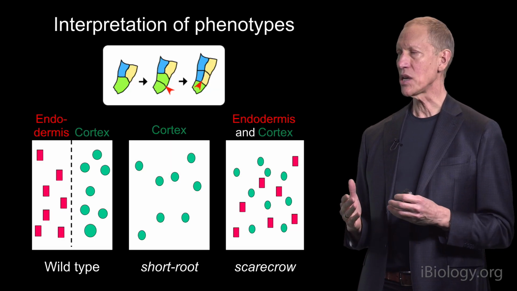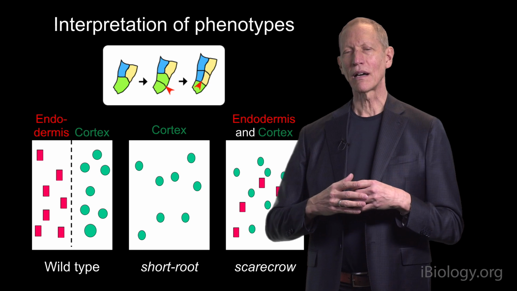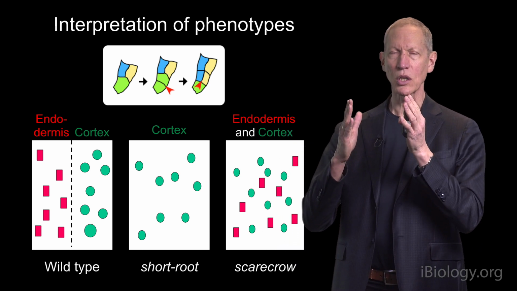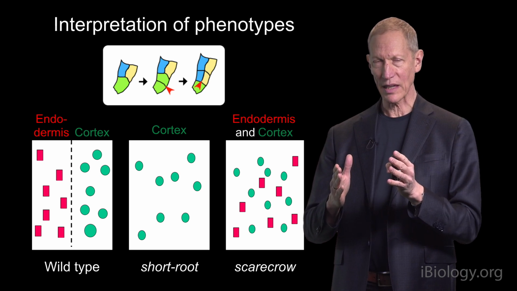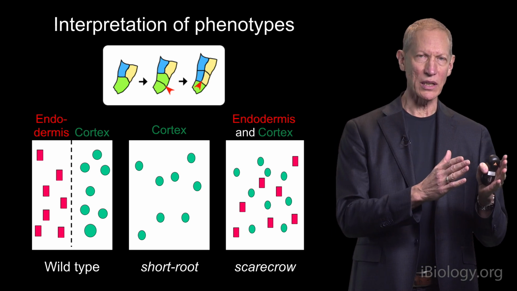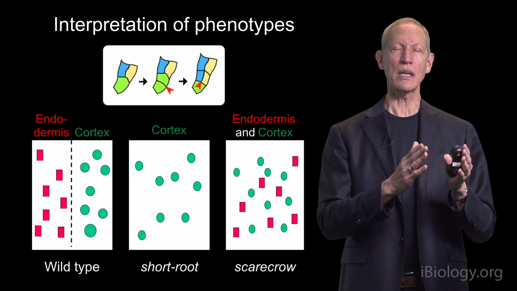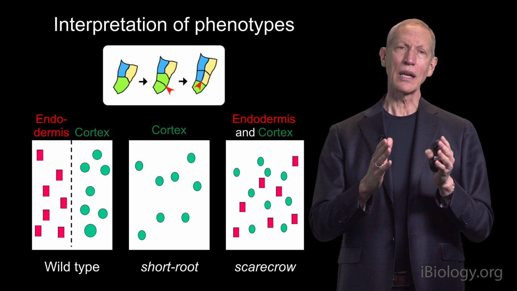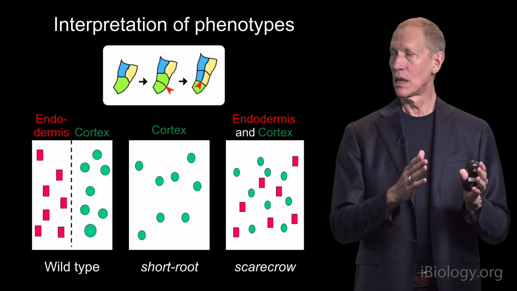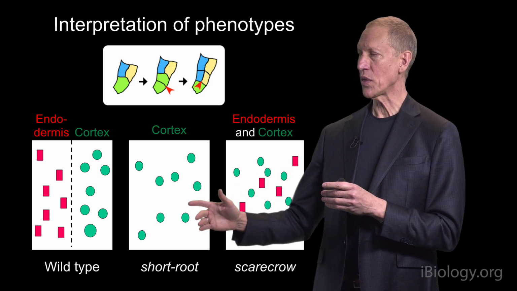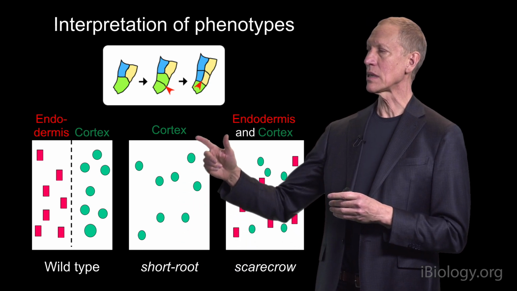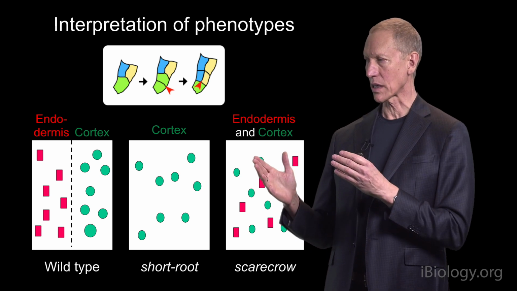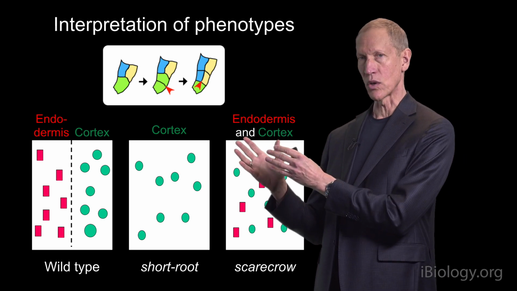And our interpretation is based on the great leap of faith of genetics, which is if you can define what's gone wrong in the mutant, that tells you what the normal gene, the one that's been mutated, does in its normal context, or what the wild type gene does in the wild type context. So in SHORTROOT, we discovered there were two things that had gone wrong. It's missing the division that divides into endodermis and cortex, and it only makes cortex.